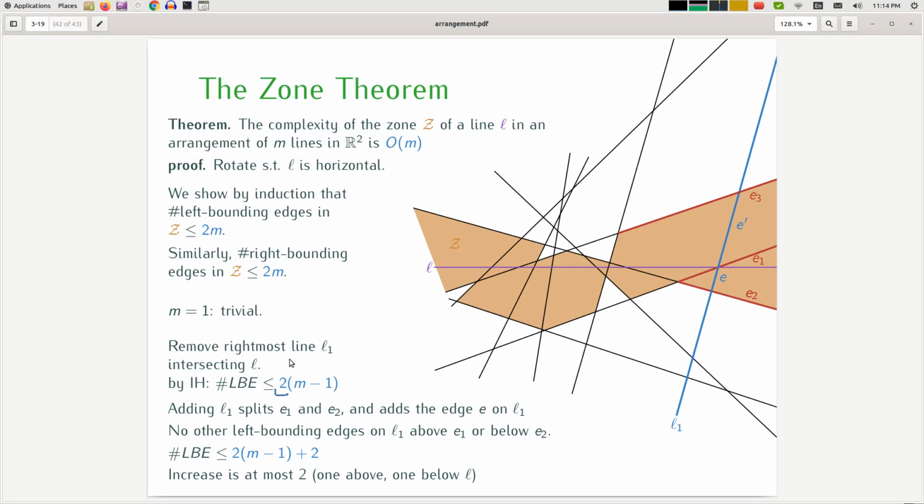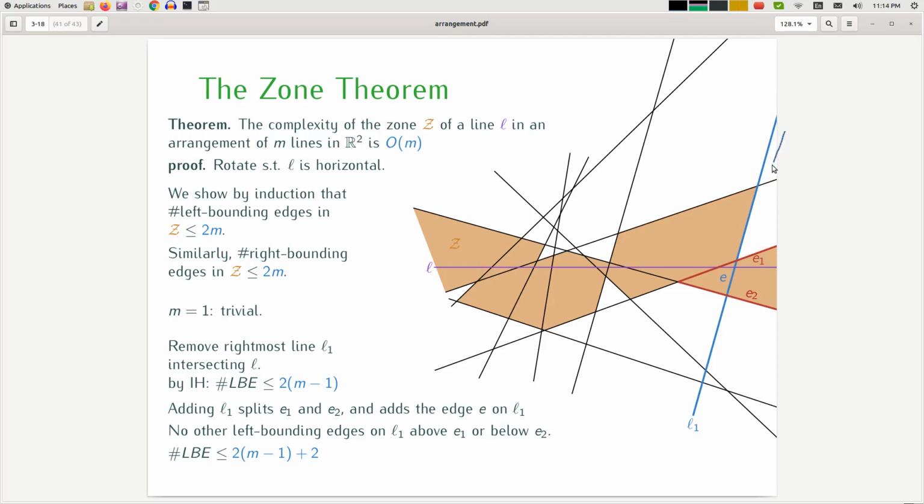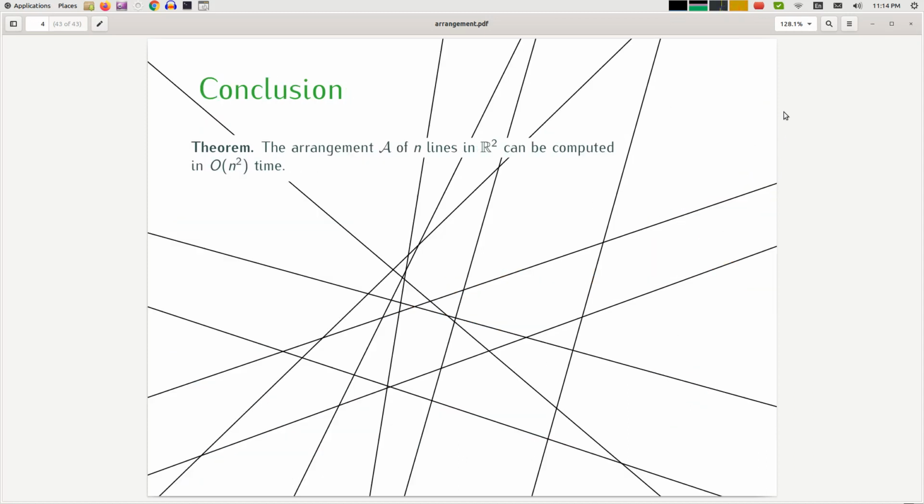I think in the book this 2 is actually a 5, which would be the case if you count those two edges as well as these edges twice. So the constants are slightly different, but the proof is more or less the same. And the main idea is that we have this isolation that happens from the zone by having these two lines intersecting in this form. So that essentially proves the zone theorem, which would give us the analysis of the algorithm that the arrangement of n lines can be computed in n squared time, which is optimal.